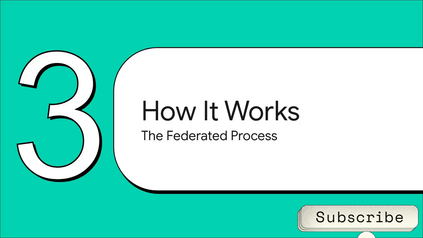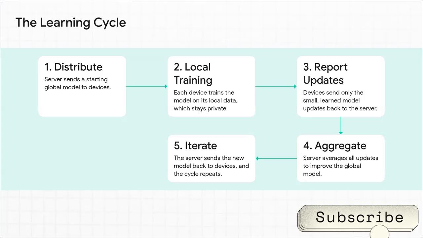Okay, that sounds great in theory, right? But how does that actually work? Let's get into the nuts and bolts of the process. It's actually a pretty elegant little cycle that just keeps repeating. It all breaks down into five key steps. First step, distribution. A central server sends out a basic starting AI model to all the devices. Step two, local training. Each device takes that model and trains it using only its own local data. And remember, that data never ever leaves the device.